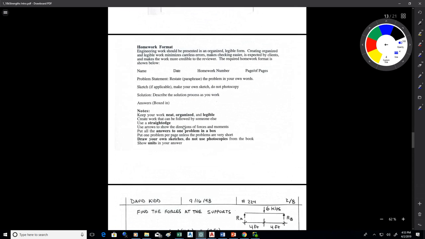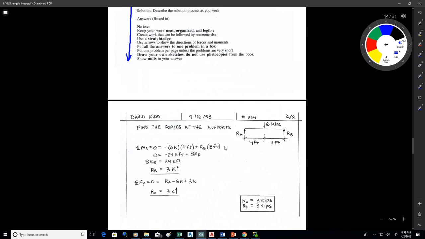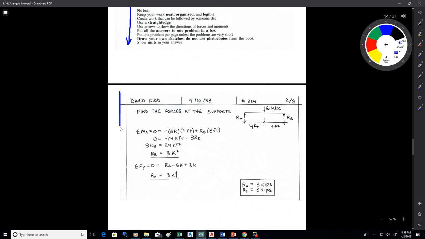All right, I expect you to turn in the work with a certain format. Here's the explanation of that. This is a handout in Moodle, as is the syllabus. Okay, so I'd like your work neat and organized and legible that can be followed by somebody else. I'd like you to use a straight edge. Put all the answers to a problem in 1 box, 1 problem per page. Draw up your own sketches. Just get used to making simple sketches. The idea here is there's certain types of work expected by an engineer. Things are expected to look professional and be legible and easily followed. So that's how I'd like you to do your homework.